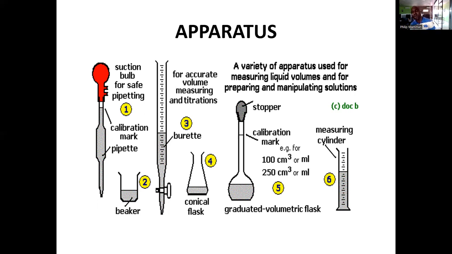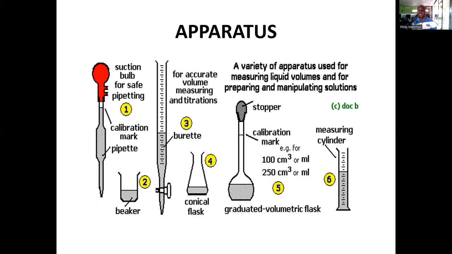Number five is your volumetric flask. Yes, I mentioned volumetric flask earlier. What did I say it's used for? It's used to prepare a standard solution. There are different volumes of volumetric flask, but the most important one, the frequently used one to prepare standard solution, is a 1 dm cube or 1000 centimeter cube volumetric flask.